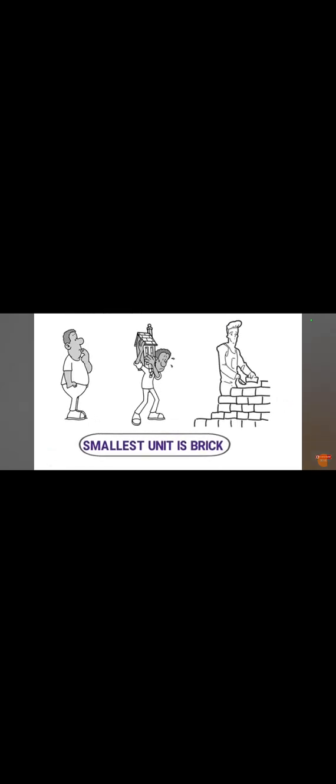What does he need for it? Well, he needs bricks in order to build this house. Thus, the smallest unit of this house is the brick, or you can say that it is the brick that is making the house. Therefore, we also say that the building blocks of this house are bricks.